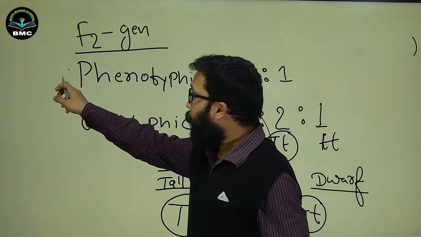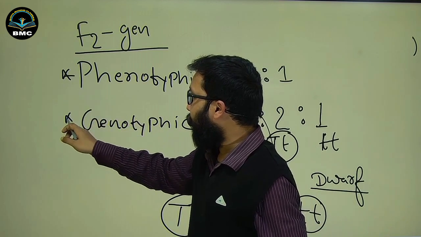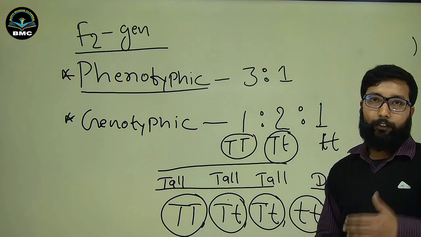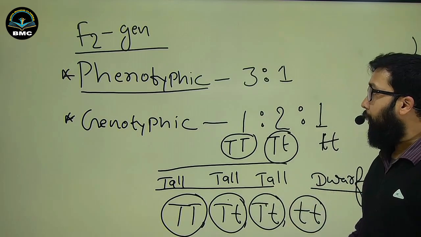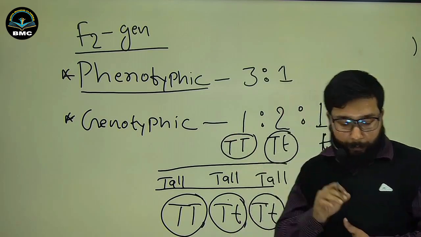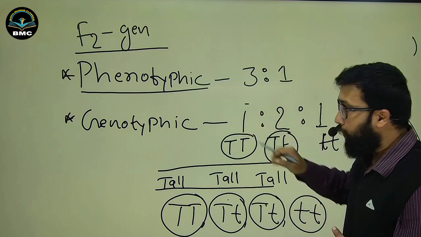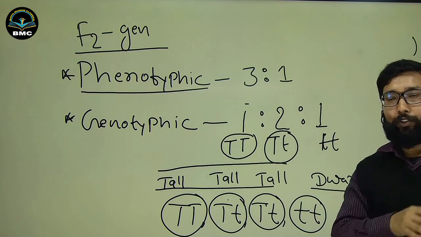Now, the difference between genotypic ratio and phenotypic ratio is that in the phenotypic ratio, we see the external character of the organism. But in the genotypic ratio, we see the basic gene ratio. Okay, we are talking about the gene.